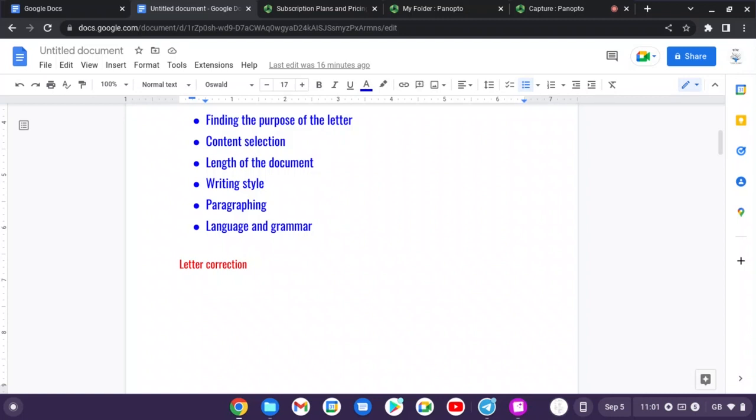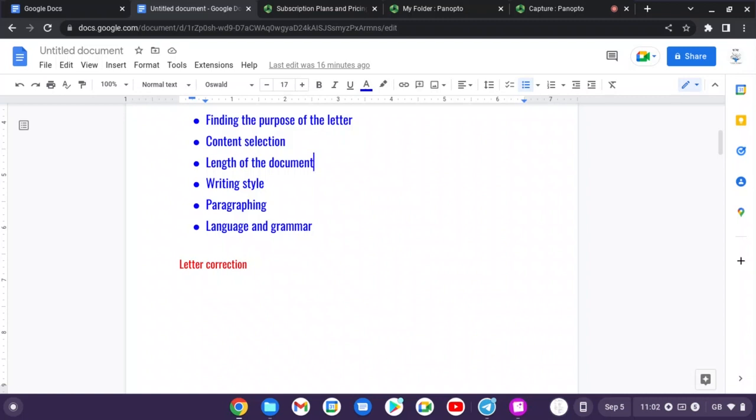You have to edit, and if any grammar mistake is there, any punctuation mistake, or any other capitals mistakes, you have to look into all those mistakes at the end of the letter. That's what you have to do for language and grammar at the end. So these are the six important evaluation criteria for the OET letter. Then we are going to correct the letter.